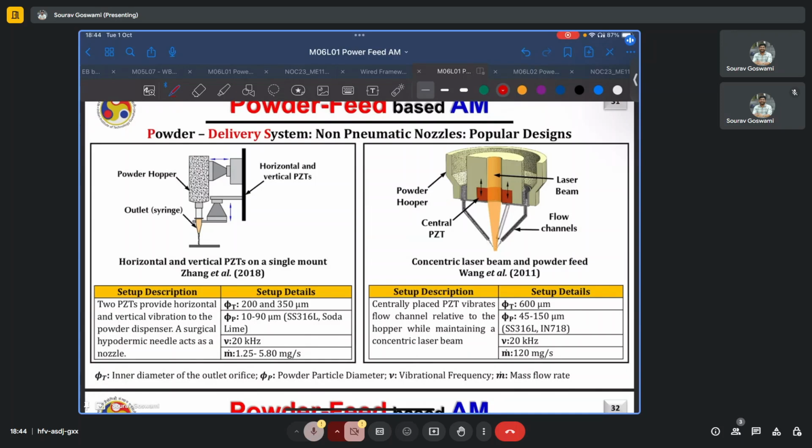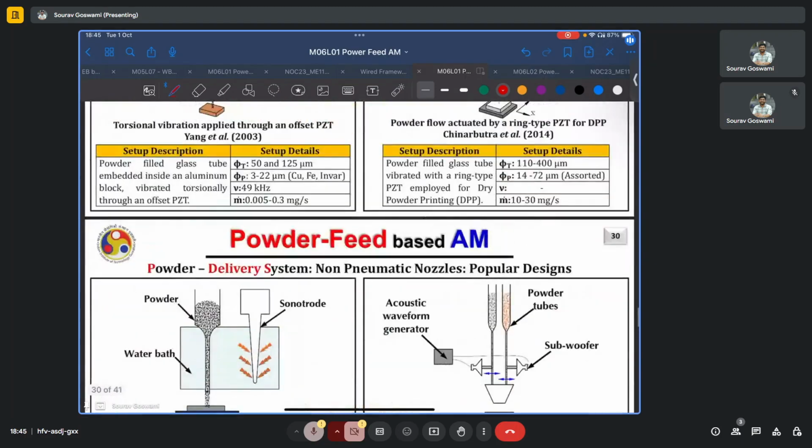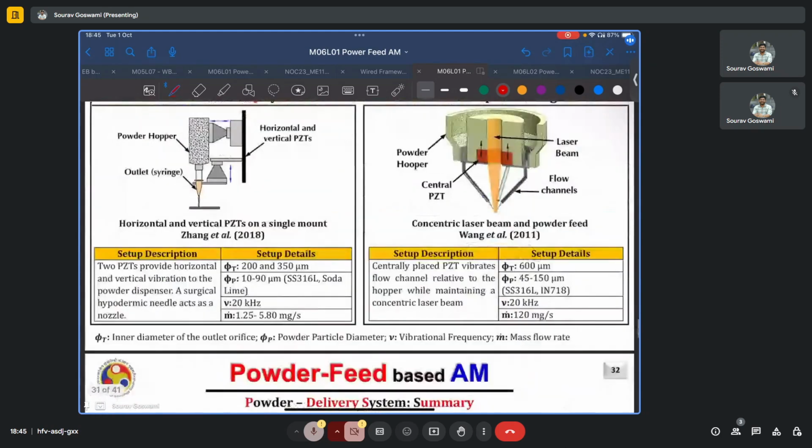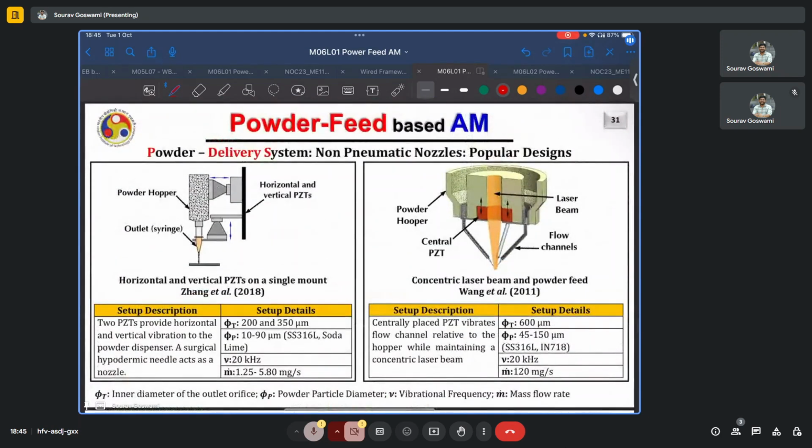And finally, you have this concentric laser beam and powder feed mechanism, where again there is a central piezoelectric, most probably a ring type, and a powder hopper, which feeds the powders through these three flow channels that we can see. And for this case, the mass deposition rate is as high as 120 milligram per second. So as you can see, it is around one order of magnitude higher than the ones we previously encountered. And again, it uses an ultrasonic frequency of 20 kilohertz.